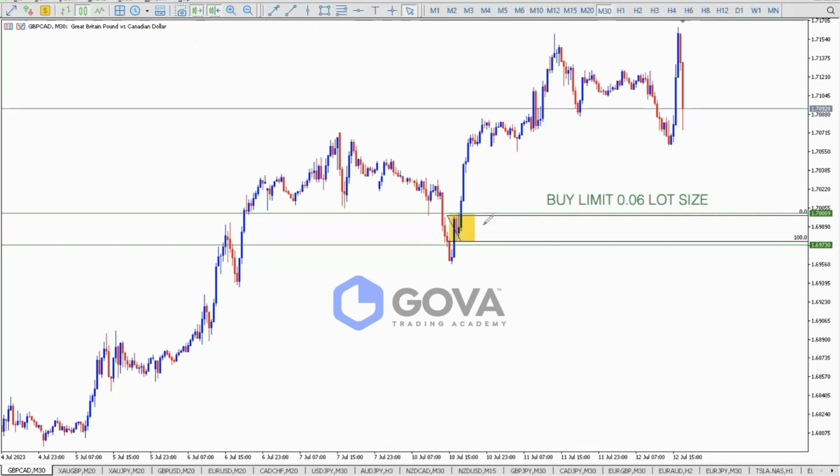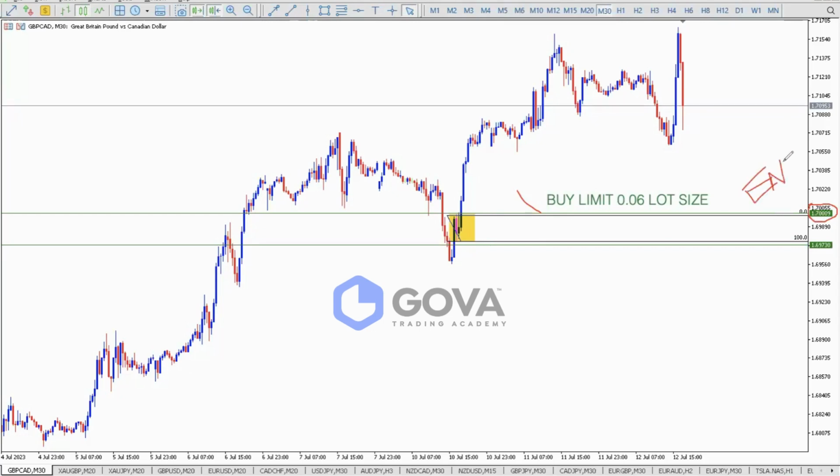Also on the MT5, use this figure here as your entry price, which is 1.7009. That is the entry price.